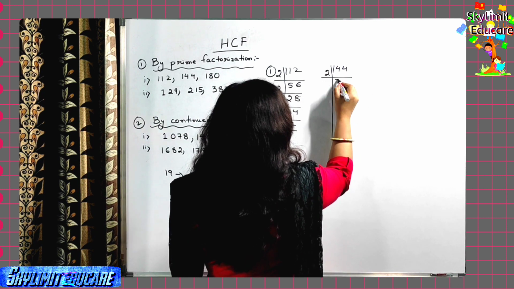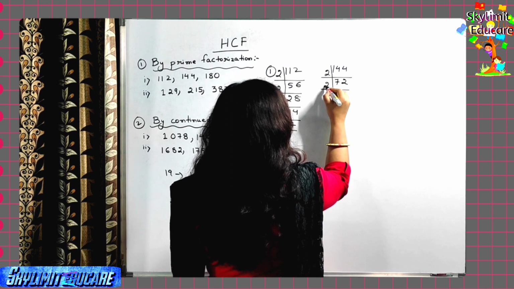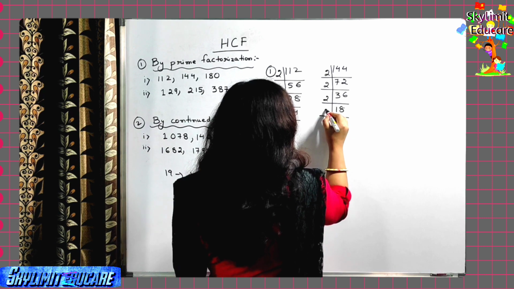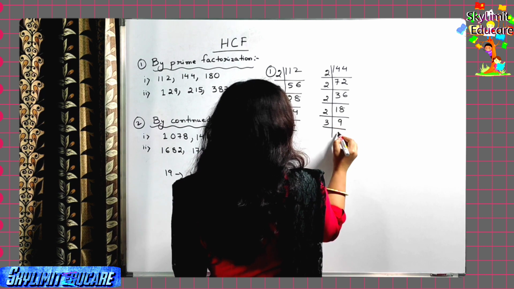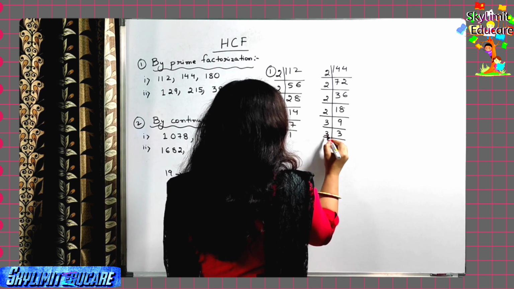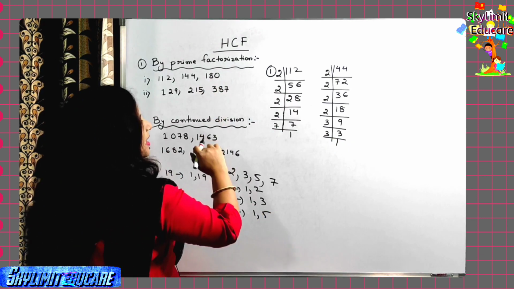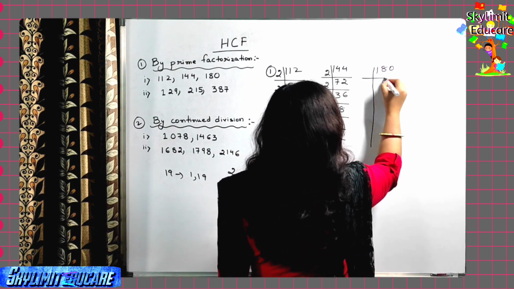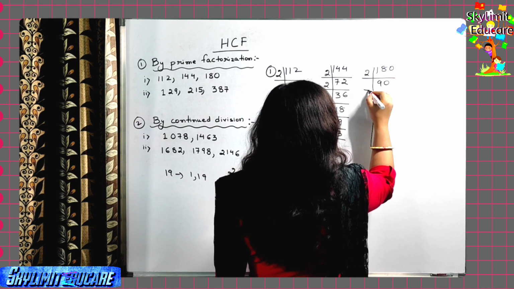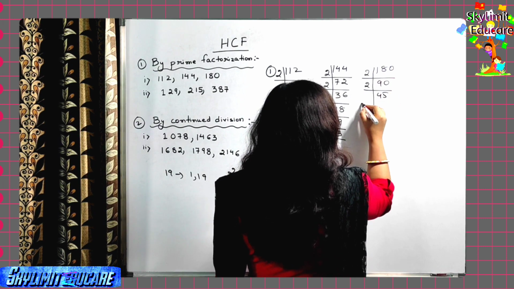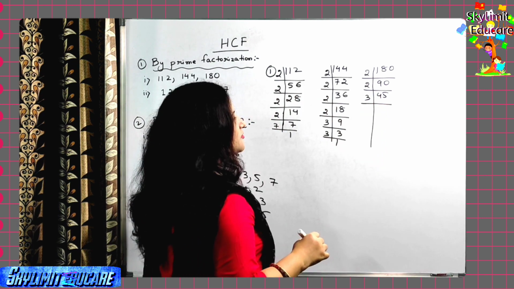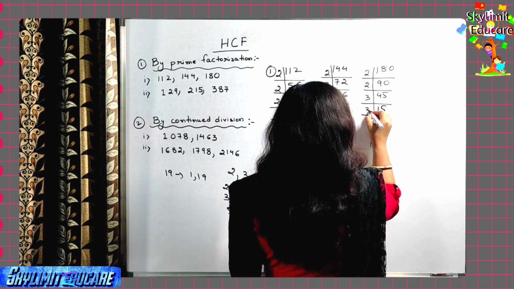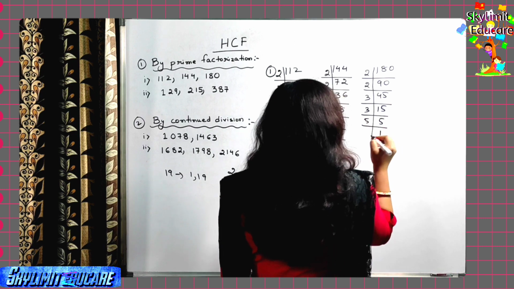Also go with 2: 72, then 36, 18, 9, 3. You can stop here also if you want. You can just write 3 ones are 3. Clear? The next we have 180. This also goes with 2. Only the prime numbers you are going to use, students. 90, 45. This will be divisible by 3 because 4 plus 5, adding the digits, is 9. So 3 15s are 45. 3 5s are 15, 5 ones are 5.